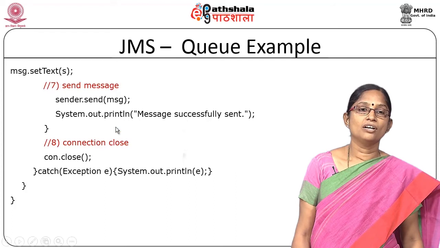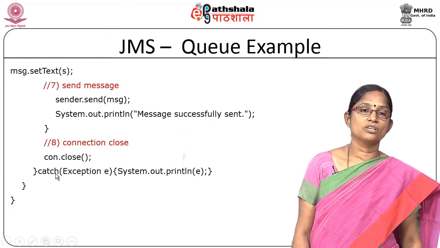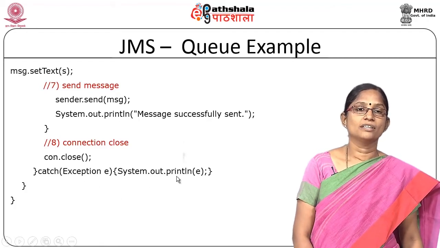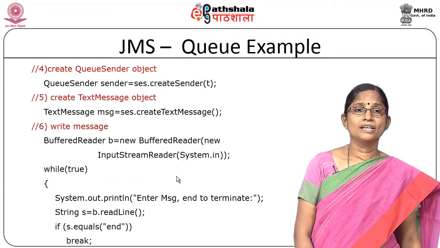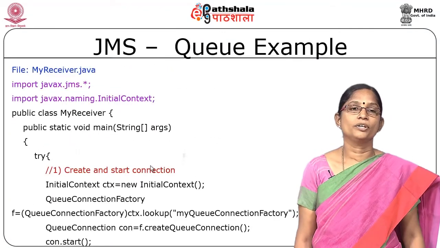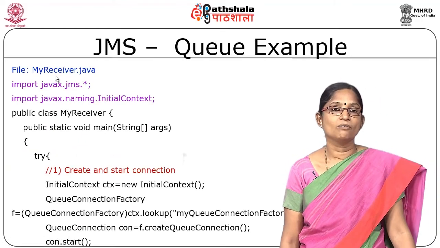After finishing all of this communication, we can close the connection, that is why con.close(). Then the appropriate exception has to be handled using the catch block. So this is with respect to the sender program. Now, let us look at the counterpart, which is going to be the receiver, the one who is going to receive the Java messages.